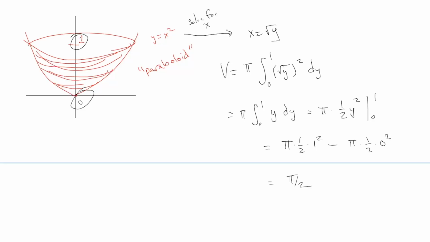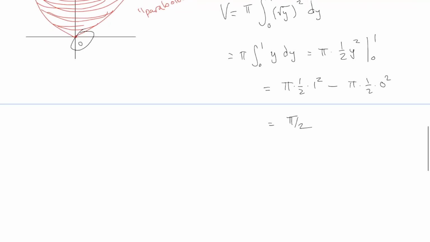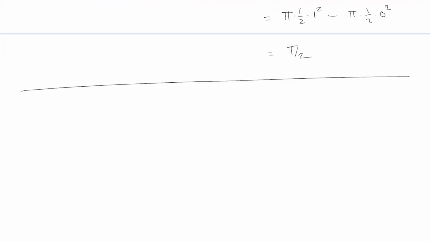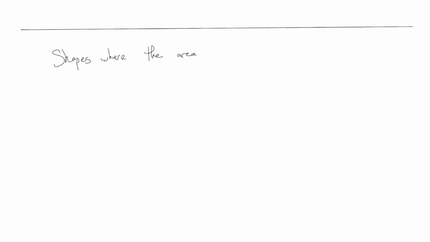There is a more interesting variation, which we should talk about at more length. So, more interesting variation, and this can be harder to deal with, and that is, I will say, shapes where the area is between two curves.